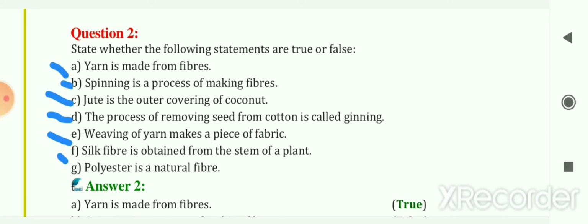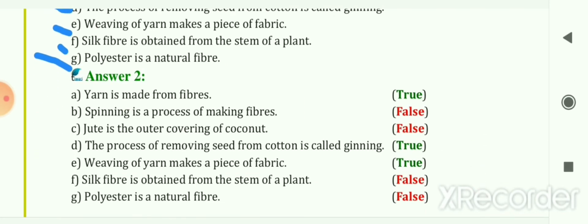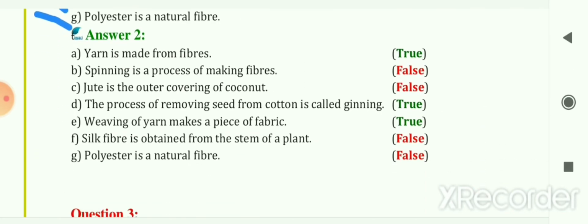Next: silk fiber is obtained from the stem of a plant. The answer is false. It is obtained from silkworm. Last one: polyester is a natural fiber. The answer is false. It is a synthetic fiber. Let me show the answers. Here the answers of true and false are given to you.